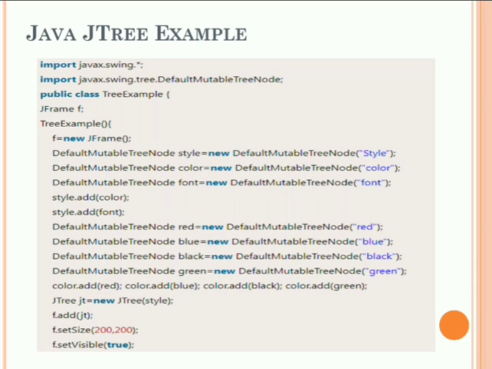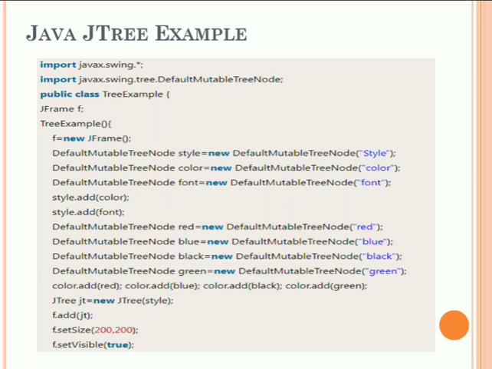Firstly we have written style.add(font), and before that we have written style.add(color), and we are adding the four colors. That's why we have written default mutable tree node red is equal to new, means we are giving the new color to that particular tree, to the default tree, whatever the default tree was present, to that default tree we are giving a new color.